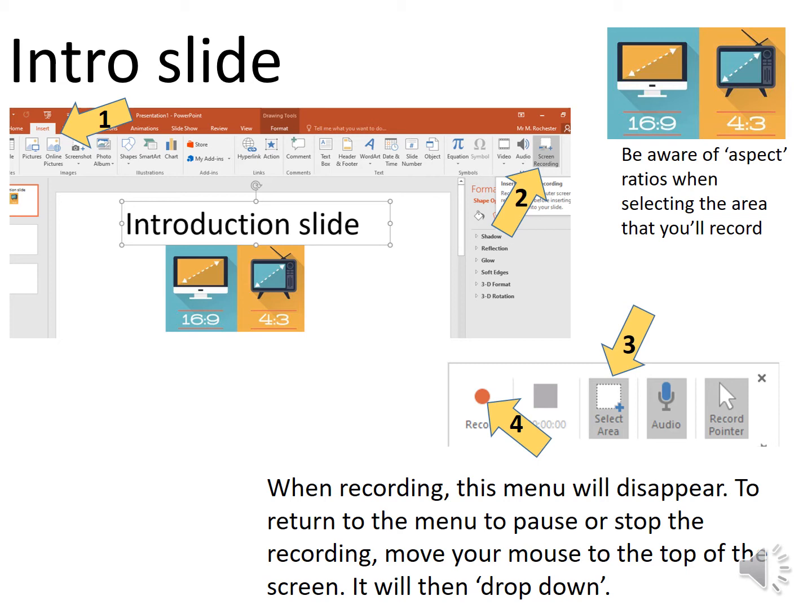Then once you've selected your area, click the record button. That menu there will disappear once you start recording, but if you hover round about the top of your screen, it will then reappear, and then you can click on the stop button when you want to finish your presentation.